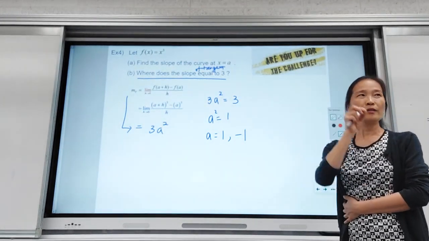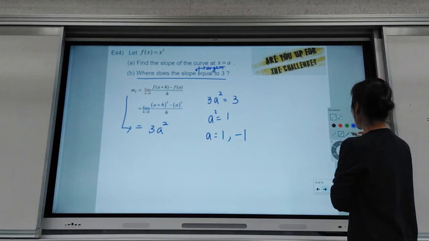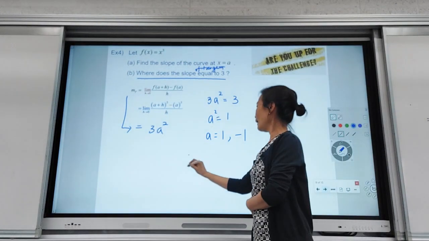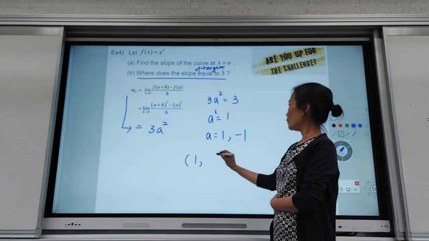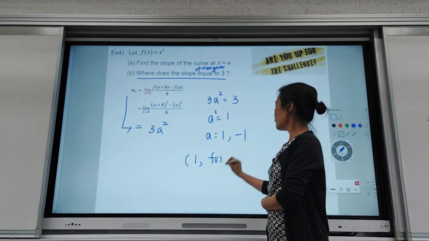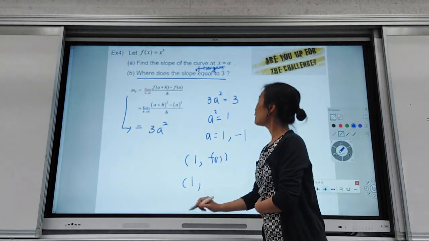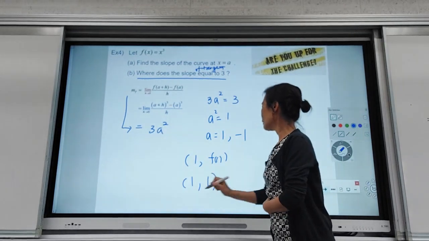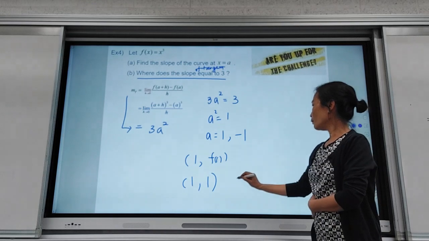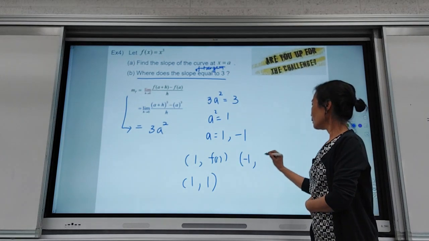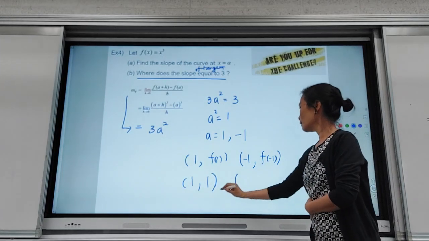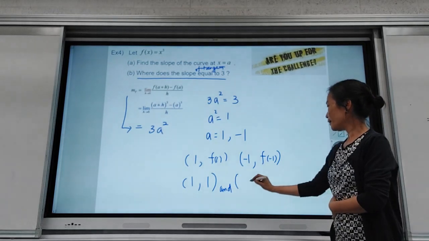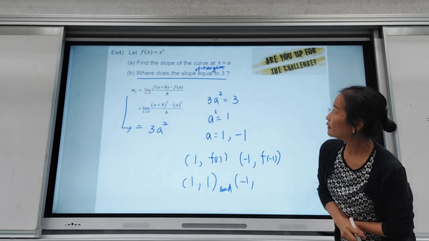Which means I want to find the point location. So when a is 1, I need to find the point, which is f of 1. So it's 1, 1. And for negative 1, f of negative 1 is negative 1, negative 1.